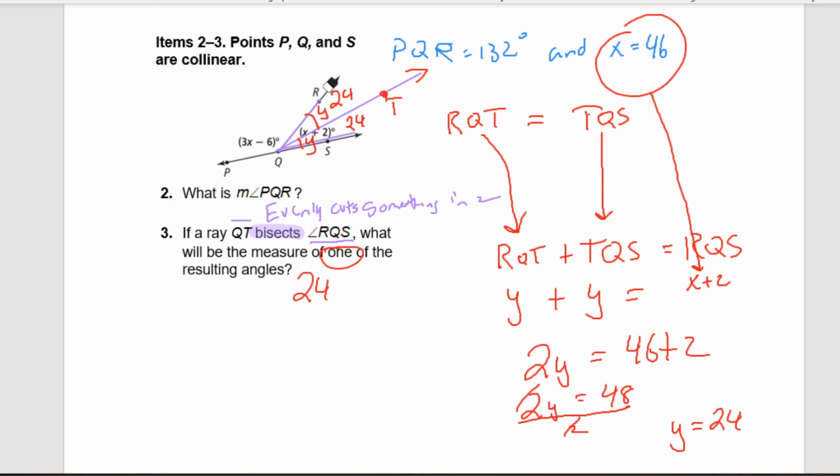Let me just erase this part. And here's our faster way. I know I have, let me do a new color. I know this angle has to cut this one in half, into two equal parts. And I can plug in my x plus 2 and get 46 plus 2. And I know the whole thing is 48. And since these two are equal, I can just do 48 divided by 2 and get 24. So in my blue here, I have the fast way. But here is the way that you'll fully get an understanding of the problem.